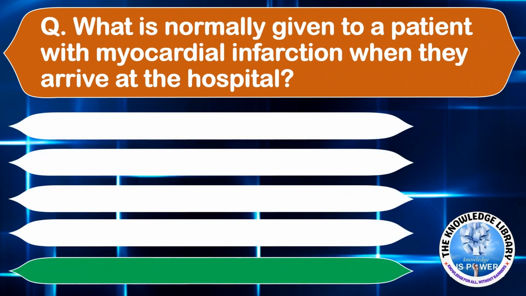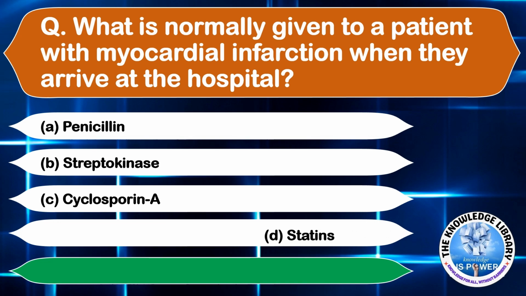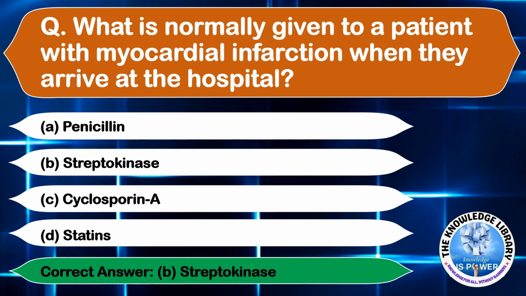What is normally given to a patient with myocardial infarction when they arrive at the hospital? Option A, penicillin. Option B, streptokinase. Option C, cyclosporine A. And option D, statins. The correct answer is option B, streptokinase. Moving on to the next question.